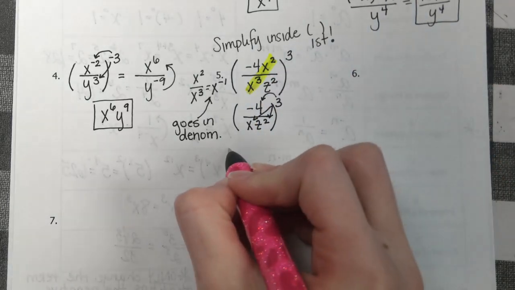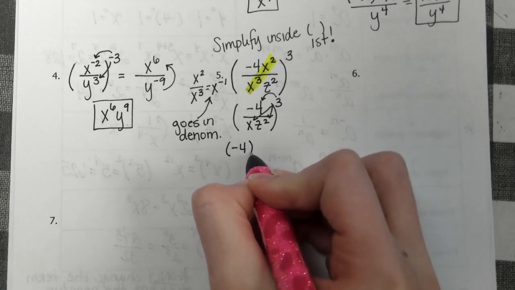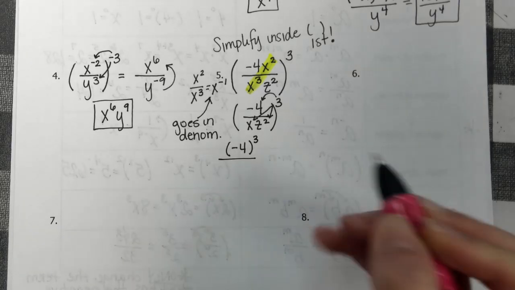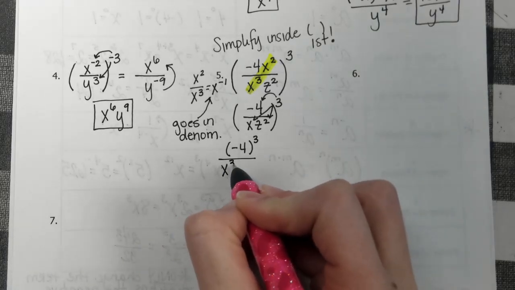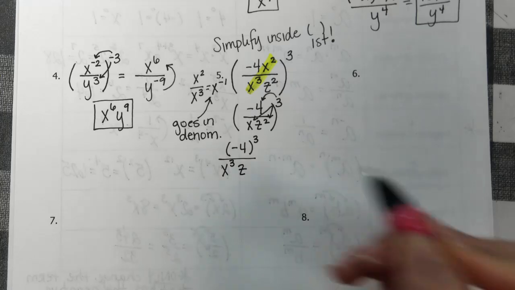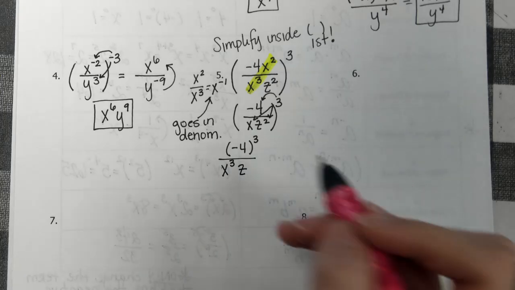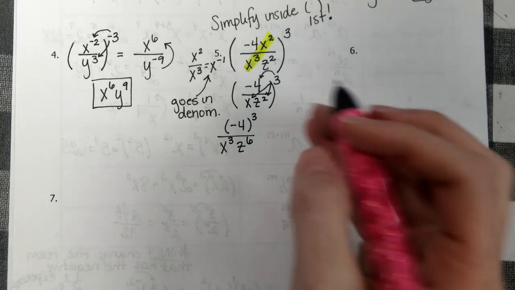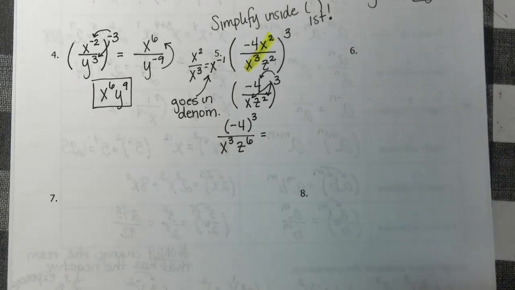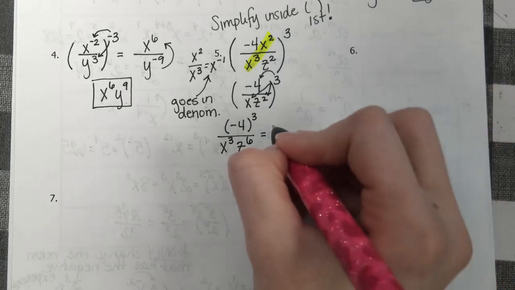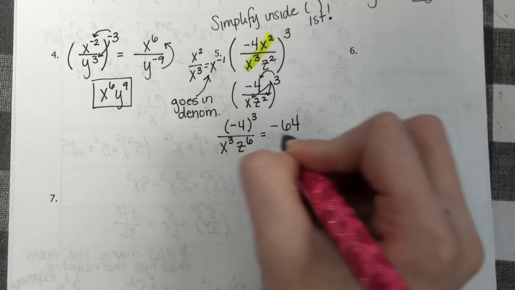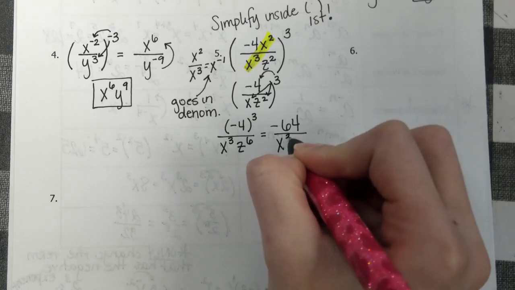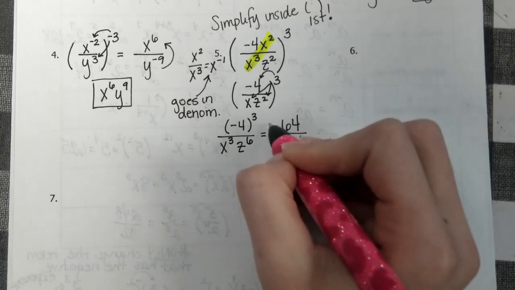Okay, so I've got negative 4 in parentheses to the 3rd power over x to the 3rd power and z to the what power? 6. What is negative 4 to the 3rd power? Over x cubed z to the 6.